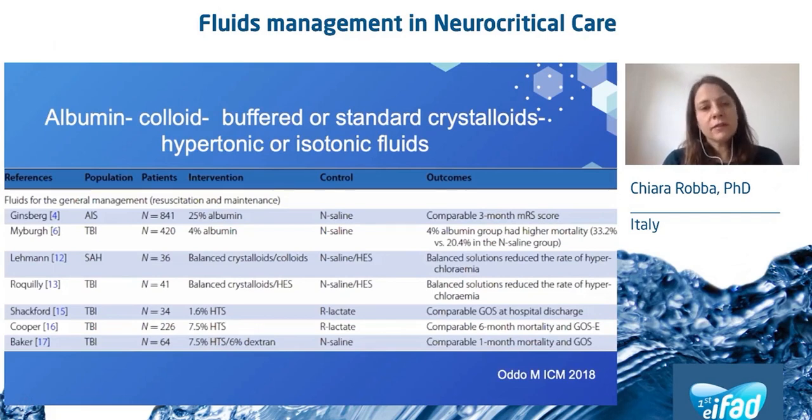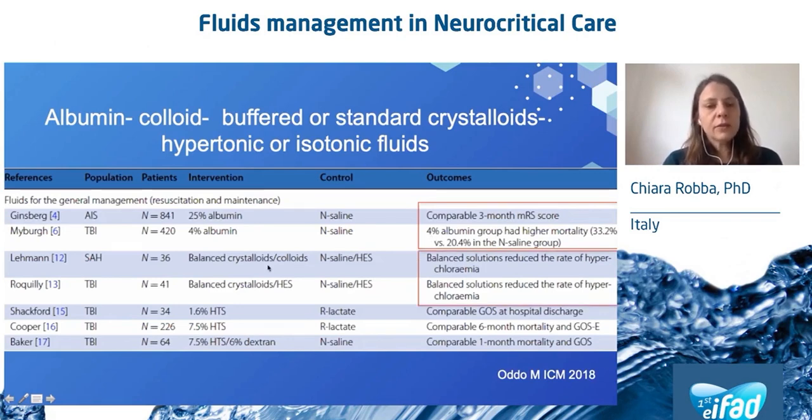This is a systematic review which comes from the consensus of a neurointensive care group of ESICM, which was published in ICM 2 years ago. It is a systematic review of the studies which compare the type of fluids and their effect on outcome in brain injured patients. If we look at the two studies regarding albumin versus saline, the first one found no differences in terms of neurological outcome, and the second one found a higher mortality in the albumin group.